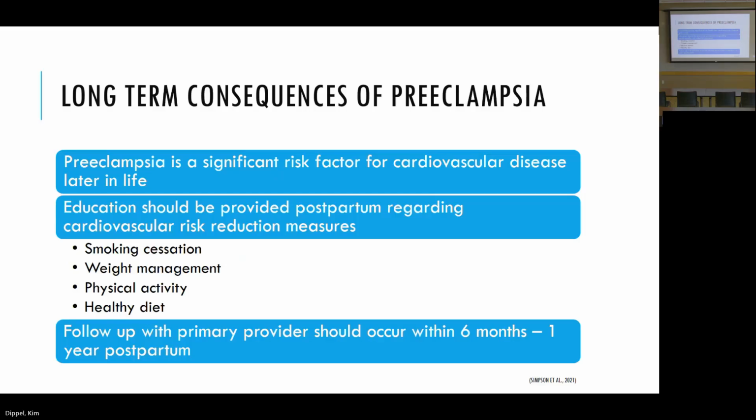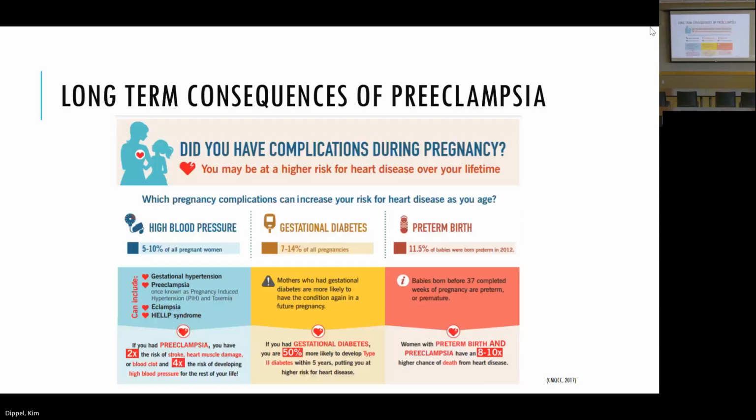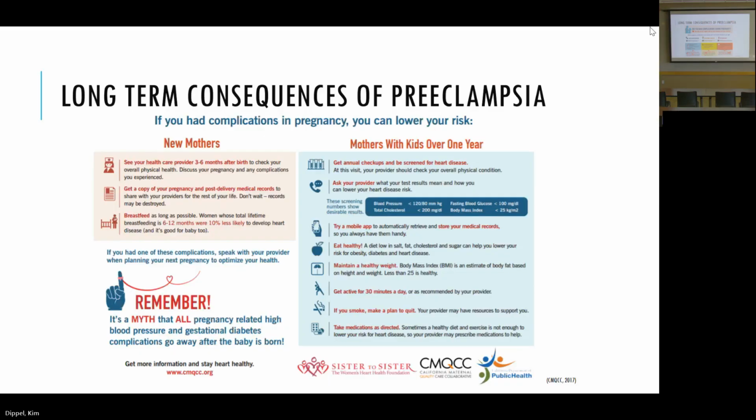And it should occur at a minimum after they are seen by their OB, within 6 months, and then every year. So here are some long-term consequences of preeclampsia: high blood pressure, gestational diabetes, and preterm birth. I think this was in your information, Ashley, that they're going to have these during their pregnancy if they've had problems during this pregnancy. This is all free information from CMQCC, and these are statistics that speak for themselves. So again, just because they're delivered doesn't mean that they're not going to have long-term effects, but there are some things that they can do about it too.